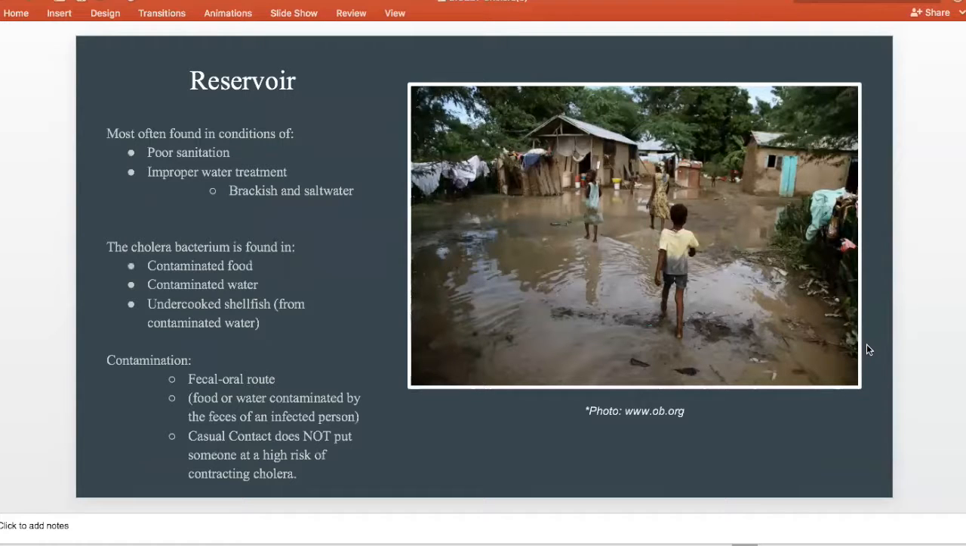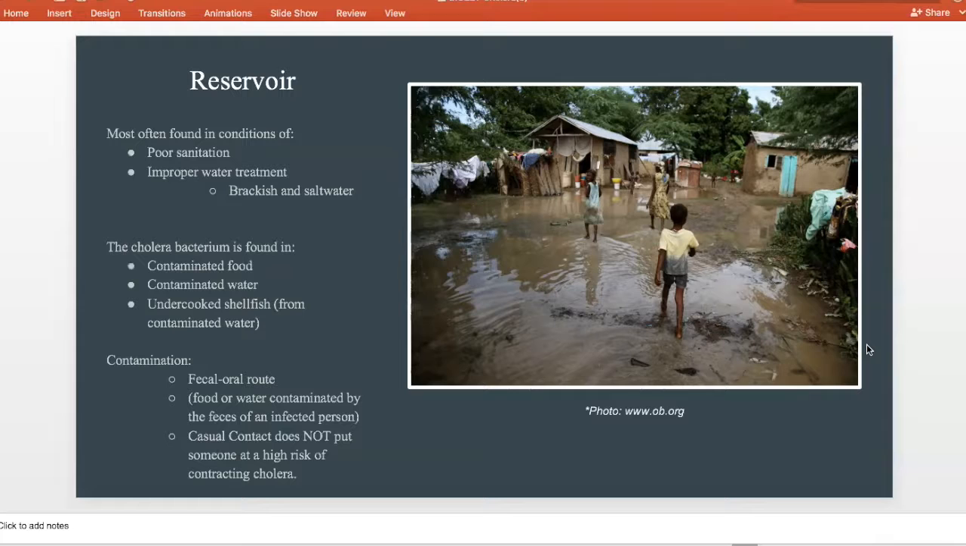The cholera bacterium is often found in conditions of poor sanitation and improper water treatment. It can survive in brackish water and salt water. It has been found in contaminated food, contaminated water, and in undercooked shellfish. And in those shellfish cases, this is when the product had been sourced from contaminated water and not cooked thoroughly enough to kill the bacteria.